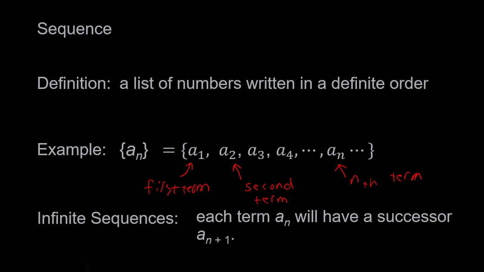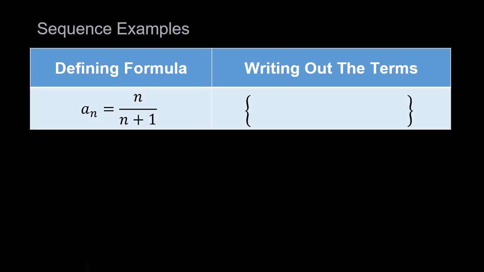So this basically covers the definition of a sequence, but now let's get into some actual sequences and explain them and write some out. We'll go ahead and have our defining formula over here, and then over here we'll write out the terms in the formula. So let's start off with a really simple one. Let's start off with a sub n equals n over n plus 1.